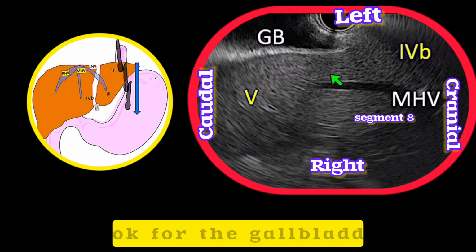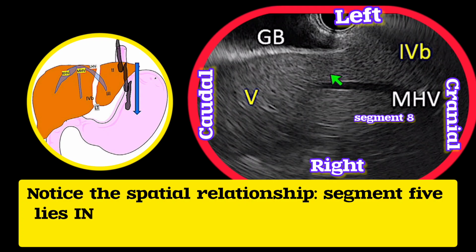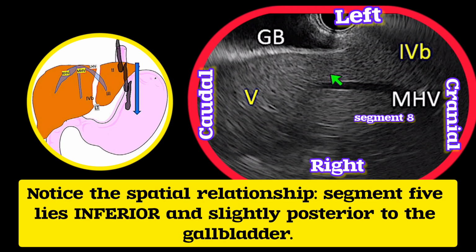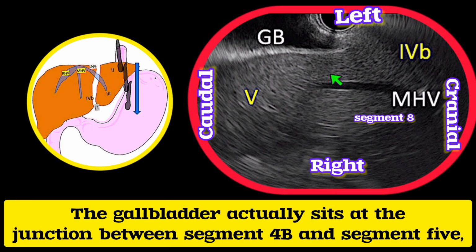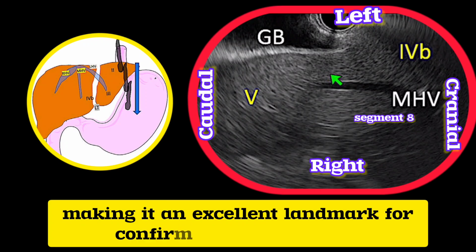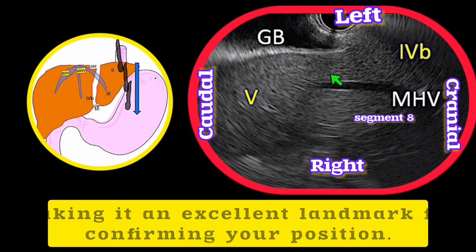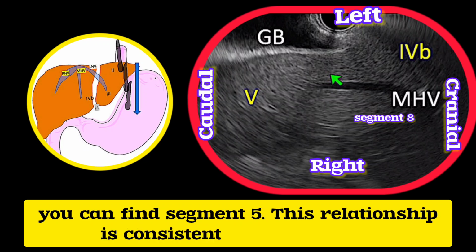Look for the gallbladder. The gallbladder appears near the transducer as an anechoic or hypoechoic structure with a well-defined wall. Notice the spatial relationship. Segment 5 lies inferior and slightly posterior to the gallbladder. The gallbladder actually sits at the junction between segment 4B and segment 5, making it an excellent landmark for confirming your position. If you can identify the gallbladder, you can find segment 5.